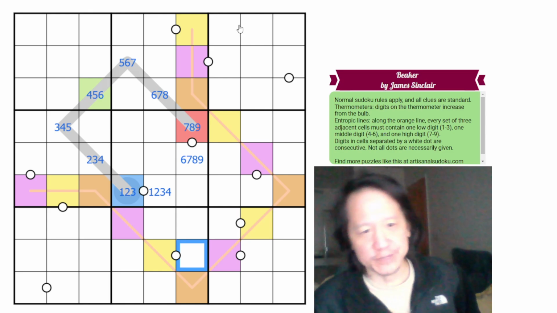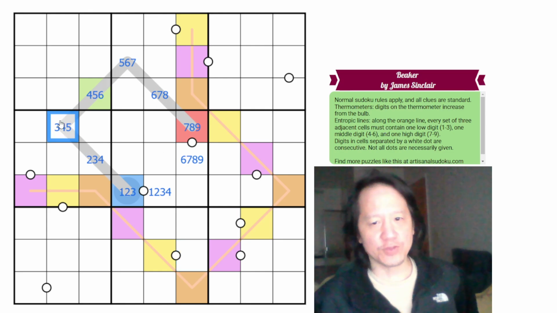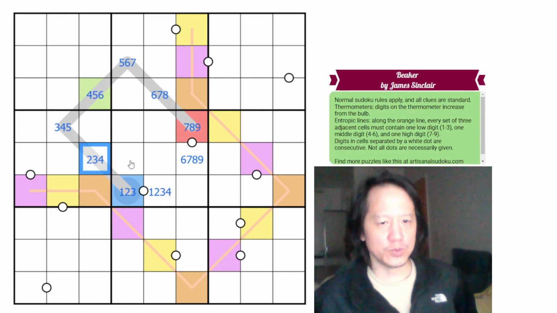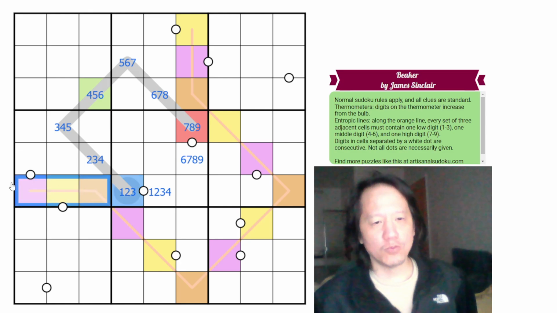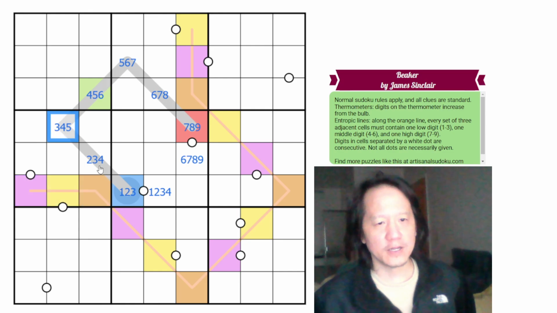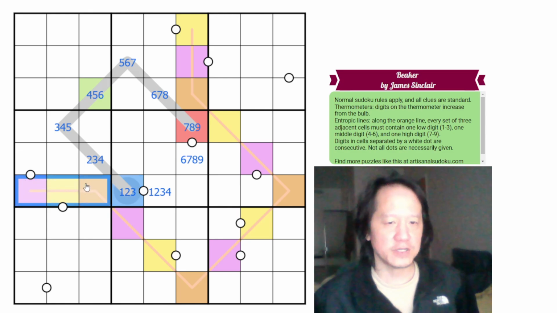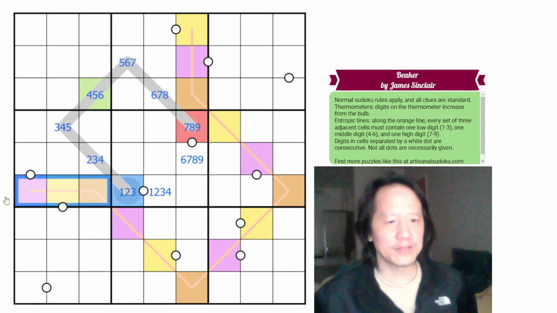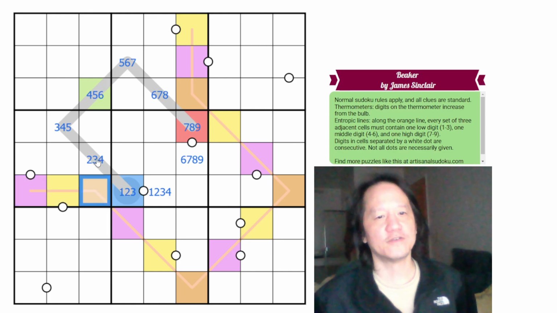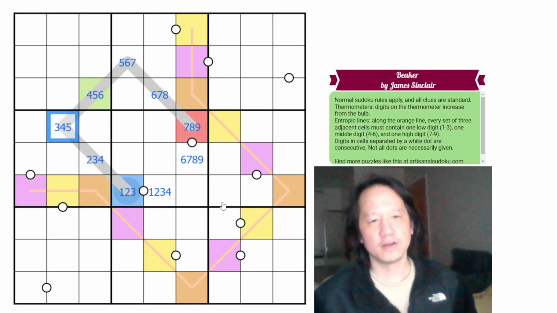One thing we do know. If this is a 3, this would have to be 2, and therefore this would have to be 1. But we know one of these digits is a low digit, right? Because we have all 3 of the sets here. But by using this as a 3, and this a 2, and this a 1, we have eliminated for these cells the possibility for being a 3, a 2, or a 1. That would break the entropic line rule set, so therefore this can never be a 3 then.